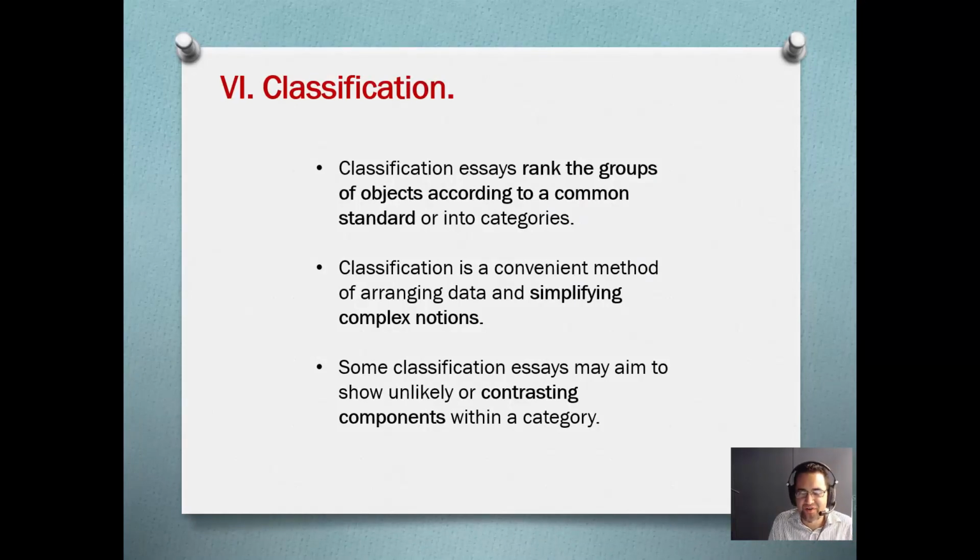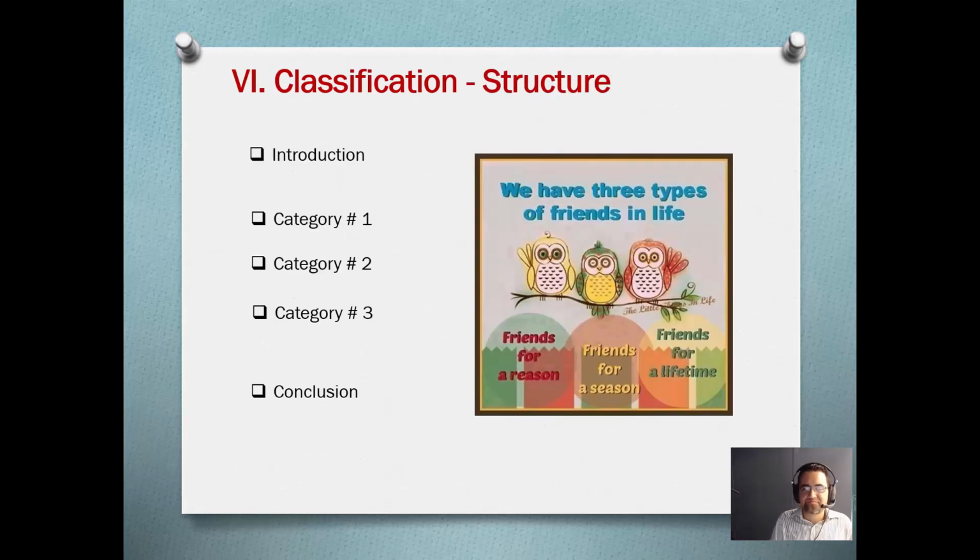The number 6 is the classification essay. You have to think of a group of things and then rank them according to a common standard. It helps whenever you want to talk about something complex, and it helps to classify it so that people can understand better its components or the different ways something can be looked at. For example, you want to define friendship.